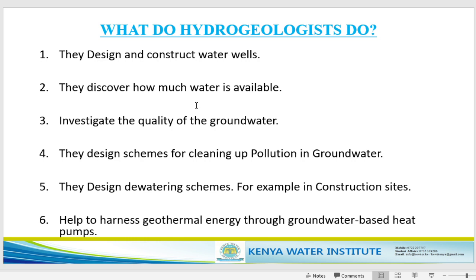So that is their work, to determine the amount of water that is available, the quantity of water that can be tapped from a certain aquifer comfortably, without depleting the ecosystem and without depleting the aquifer, for sustainability.